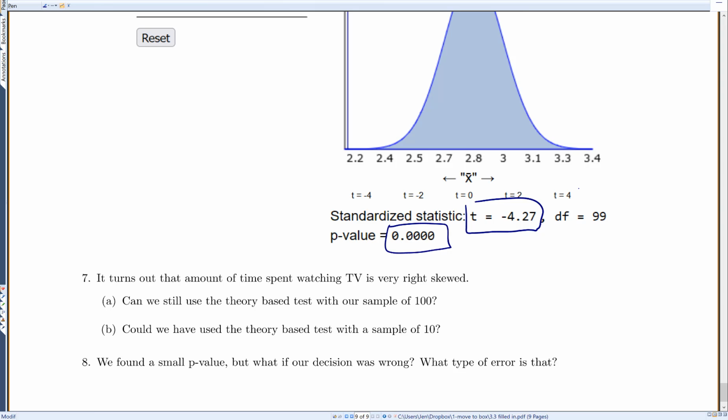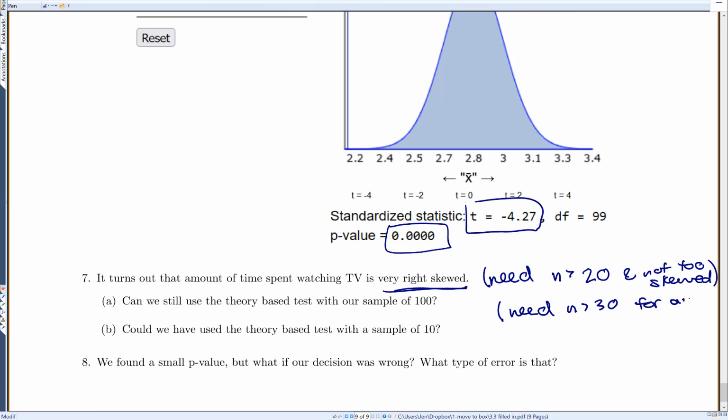Now, it turns out that the amount of time watching TV is very right skewed. Can we still use the theory-based test with our sample of 100? So even if we start with something very right skewed, can we still use a theory-based test? Well, the theory-based test just says that you need N to be at least 20 and not too skewed. That is the one that the book wants you to memorize, or really you need N of at least 30 for any population.